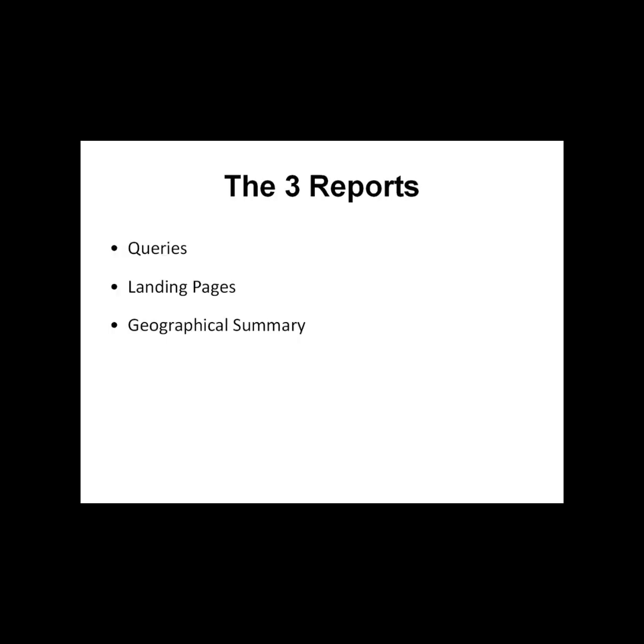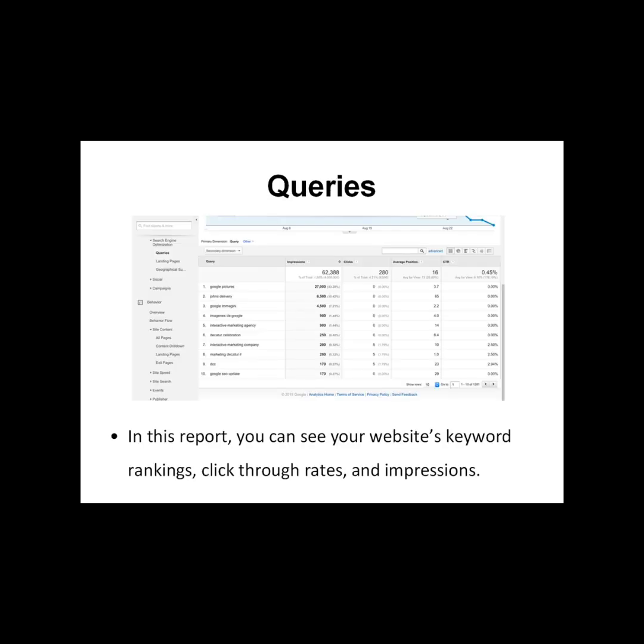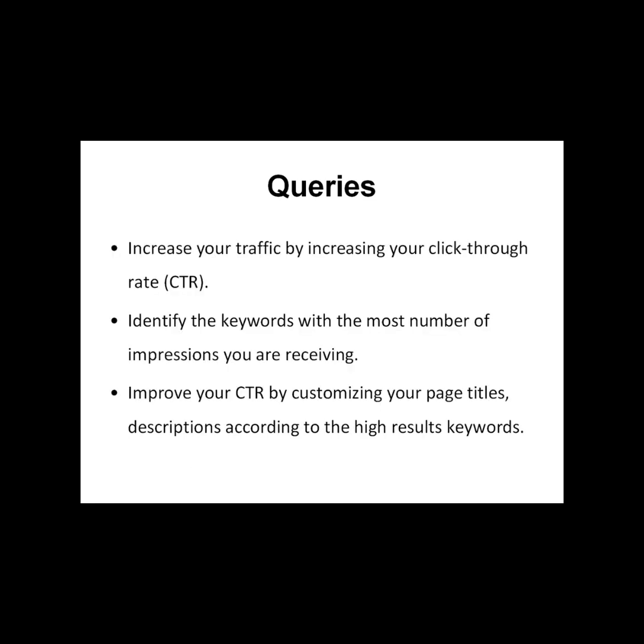You can analyze and customize your website according to 3 reports, namely Queries Report, Landing Page Report, and Geographical Summary. In the Queries Report, you can see your website's keyword rankings, click-through rates, and impressions. Identify the keywords with the most number of impressions you are receiving.